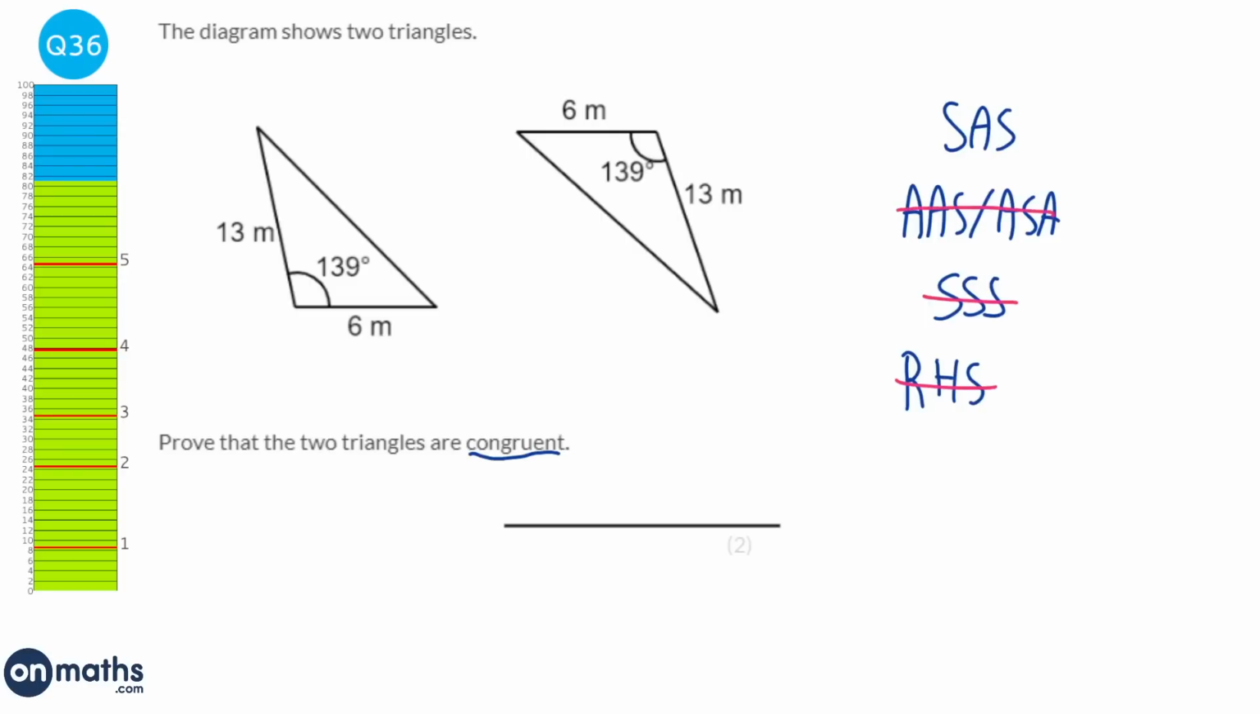So we're looking to see whether it has the same side, then angle, then side. Here we've got 13 as a side, then 139 as an angle, then 6 as a side. 13 as a side, 139 as an angle, and then 6 as a side. So they have the side, angle, side.